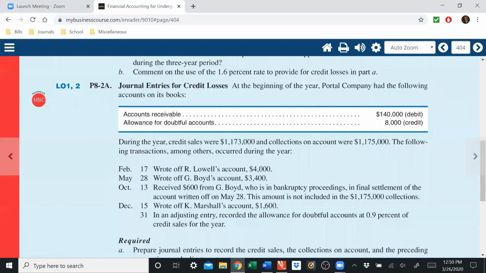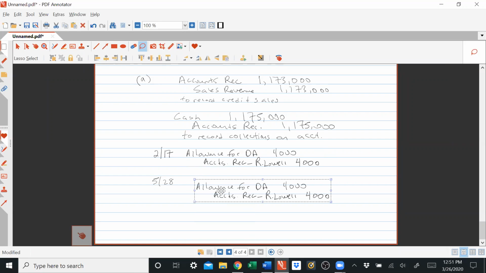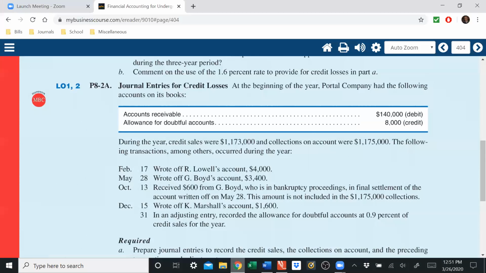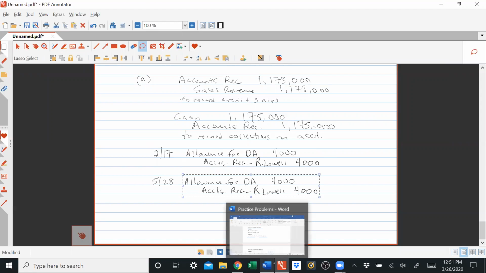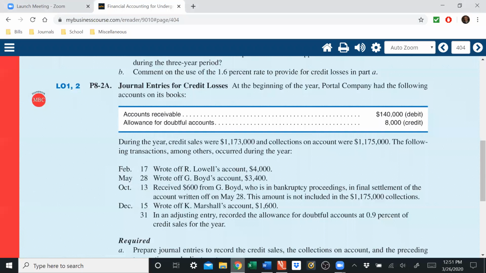That's February 17th. May 28th, write off G. Boyd's account. It's going to be just the same entry as the one above, only it's going to be G. Boyd for a different amount. So I'm just going to copy and paste to make this faster. The amount was G. Boyd, 3,400. And it's G. Boyd, not R. Lowell. $3,400.